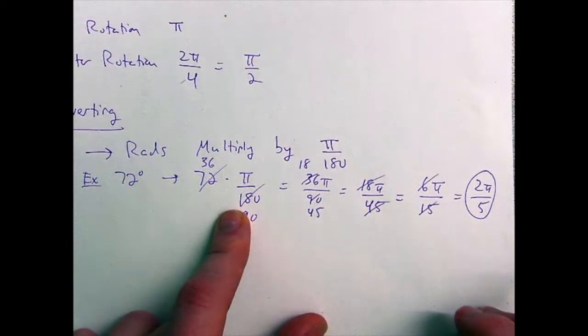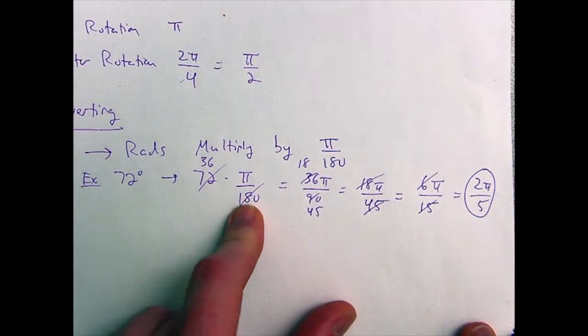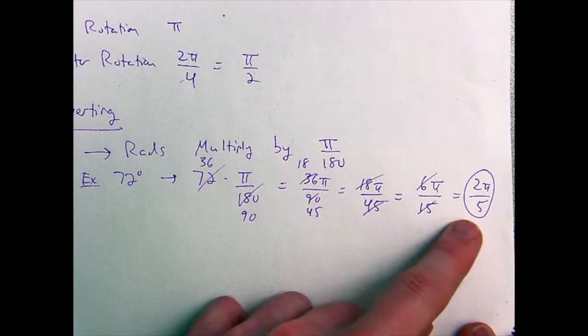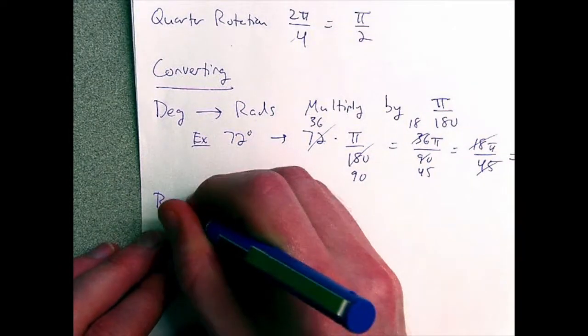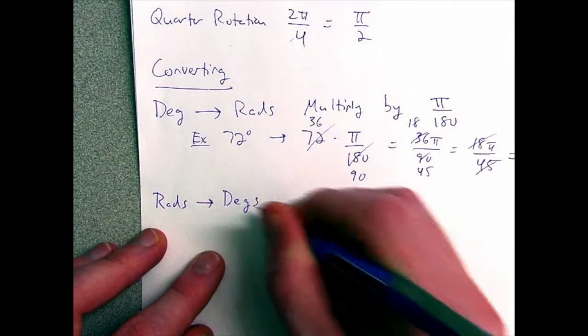So anyway, as you can see, all you need to do is multiply by pi over 180, but then you might have to reduce a fraction. Hopefully you reduce it more efficiently than I just did. Okay, now what about the other direction? Suppose you have something measured in radians and you want to convert it to degrees. How do you do that?